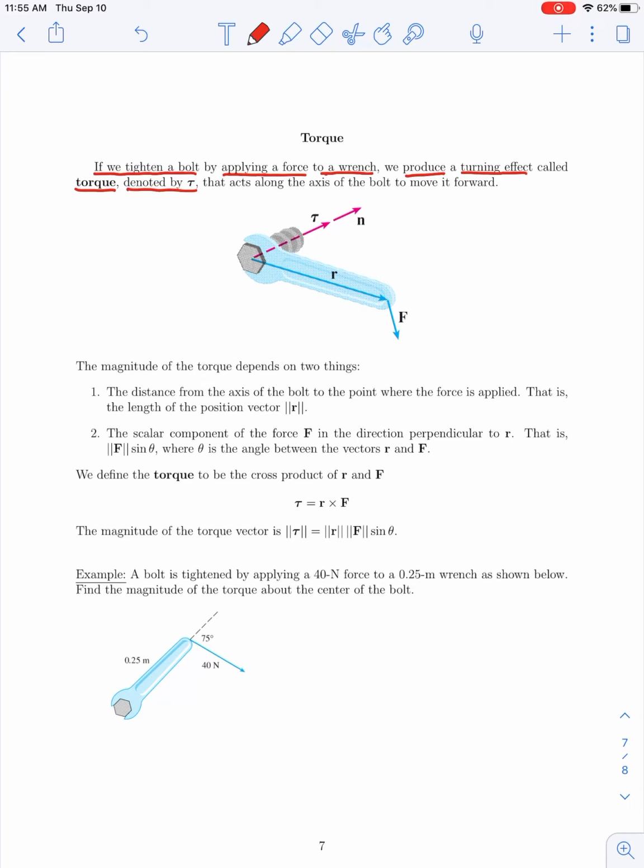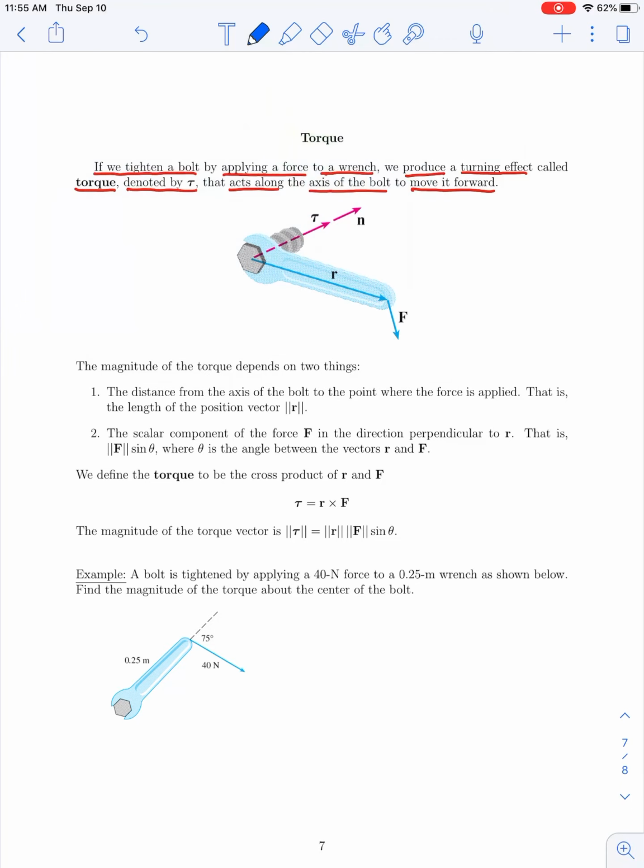So torque is a vector. It is some quantity that has both magnitude and direction. And this turning effect, which we refer to as torque, is acting along the axis of the bolt in order to move that bolt forward. So we've got a picture here. We've got a bolt, which is being tightened by some wrench.